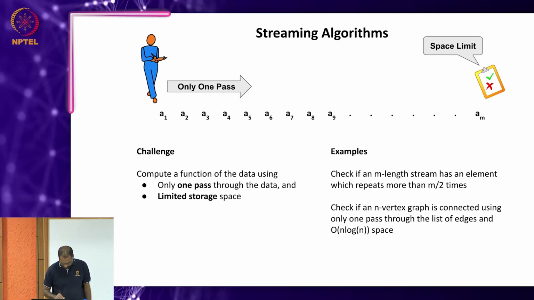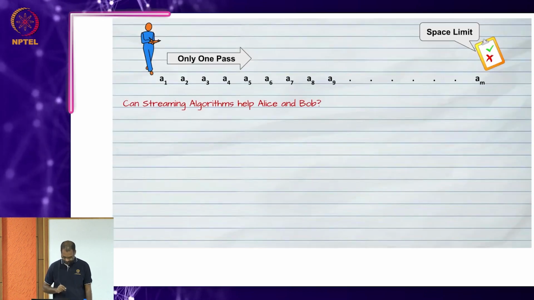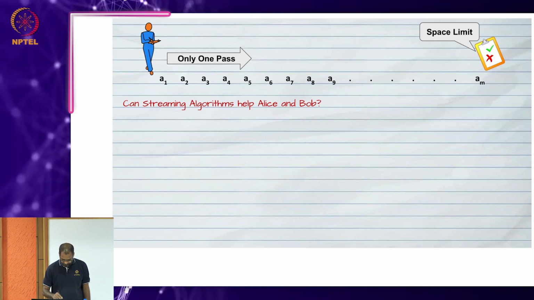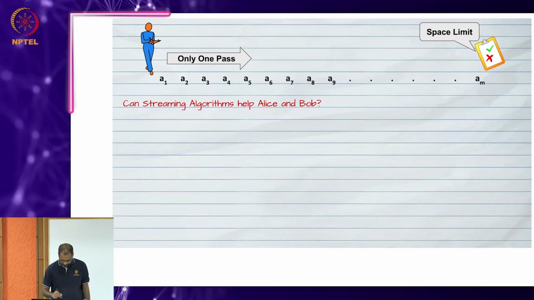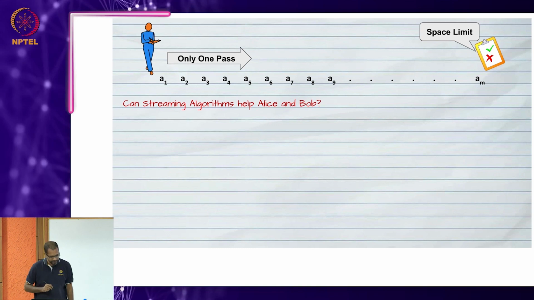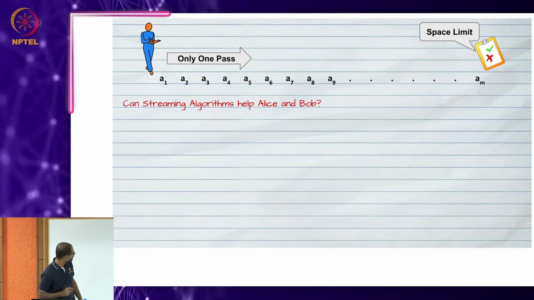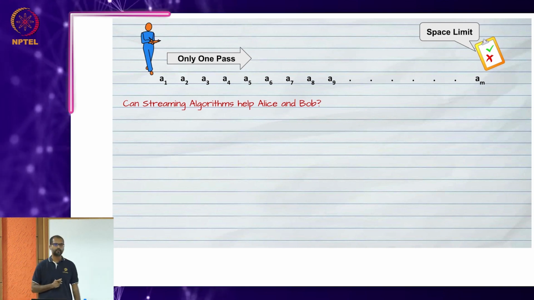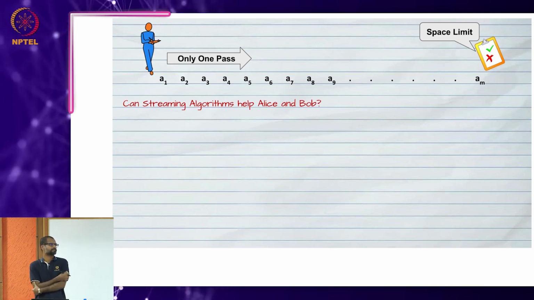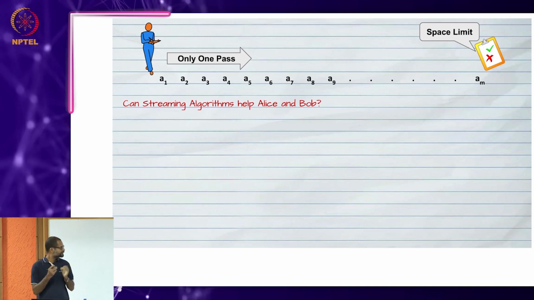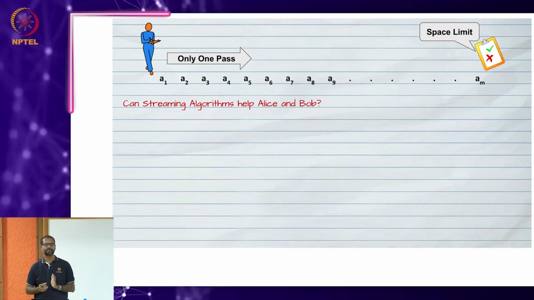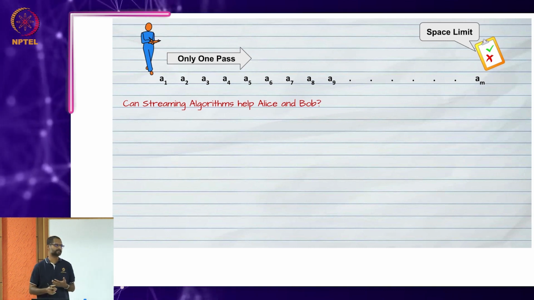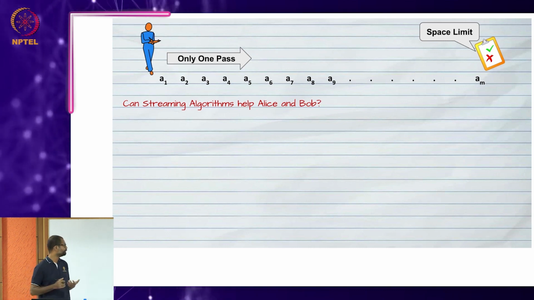Now the key question: how do we connect these two? Is there any way for Alice and Bob... am I on the correct page? Yeah. Can streaming algorithms come to help Alice and Bob? Remember, this is a tough slide. But this is the second most important slide. This is going to be the second most important slide in this lecture. When the first one comes, I'll tell you.